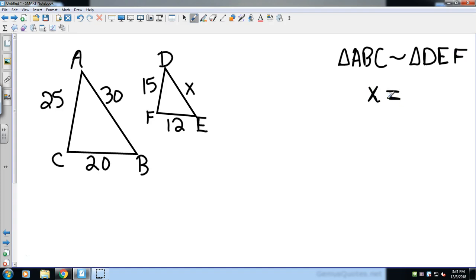Okay, so if those two triangles are similar, that means their sides are proportional. So again, order matters. AB is going to be proportional to DE. BC is going to be proportional to EF, and AC is going to be proportional to DF. So let's take a proportion, something that we know. We know AC and DF are proportional, so that's going to be 25 over 15. And let's look at AB and DE, because that's where our x is, so that's going to be proportional to 30 over x.